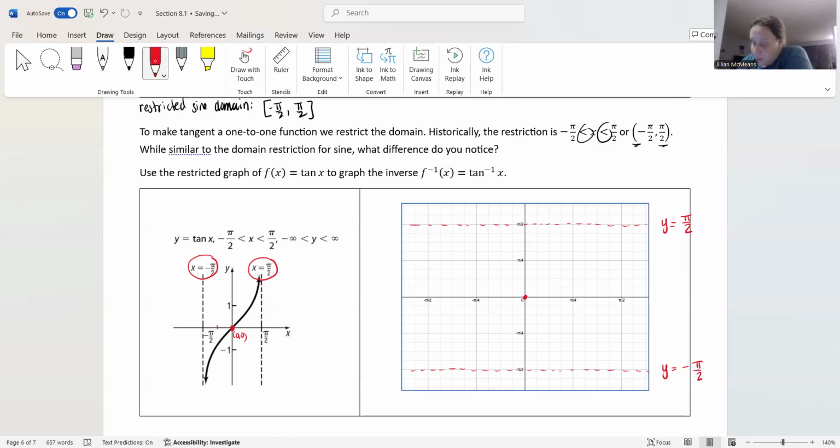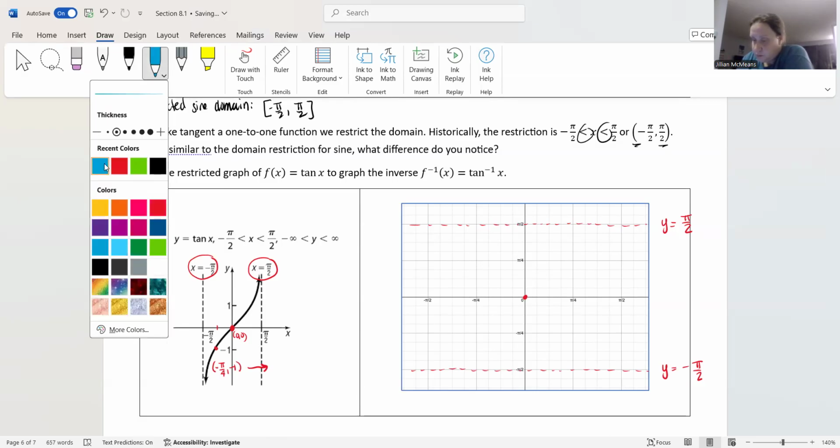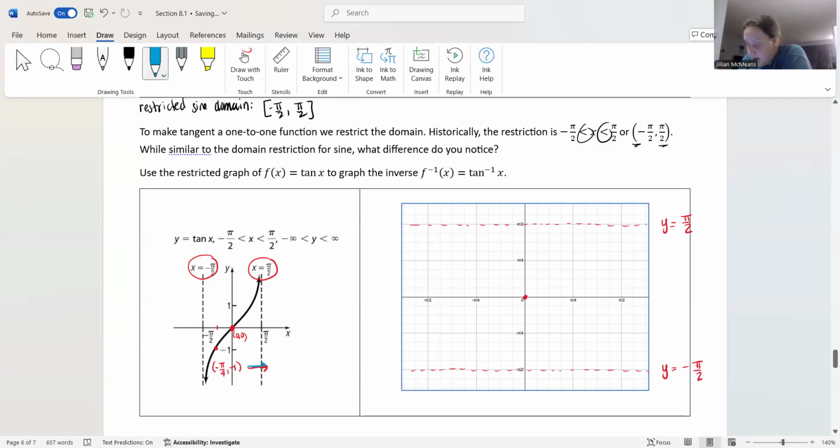At negative pi over 4, we have a tangent ratio of -1. So this ordered pair, negative pi over 4 comma -1, well, we can switch it a little bit. We can just flip-flop the x and the y, and -1 comma negative pi over 4 will be a point on the inverse tangent function, okay?